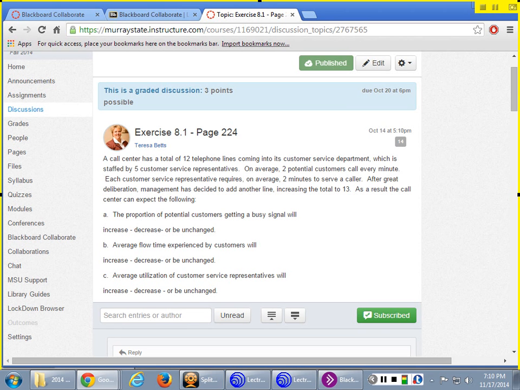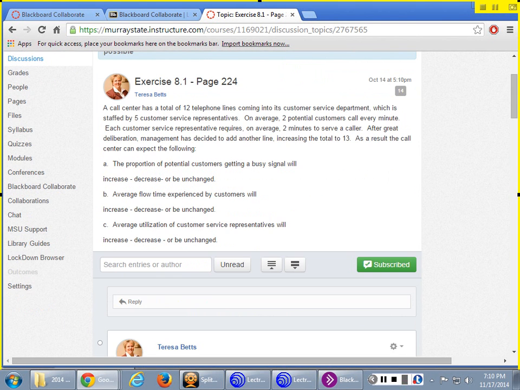So a call center has 12 telephone lines coming into a customer service department, which is staffed by 5 customer service reps. On average, 2 potential customers call every minute. Each rep requires, on average, 2 minutes to serve a caller. After great deliberation, management decided to add another line, increasing the lines to 13. As a result, the call center can expect the following. The proportion of potential customers getting a busy signal will increase, decrease, or be unchanged.